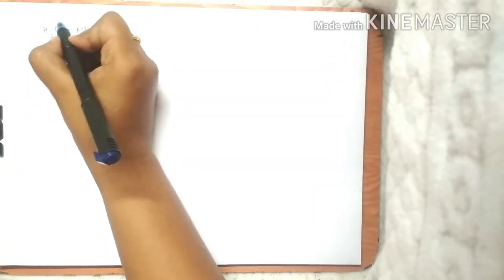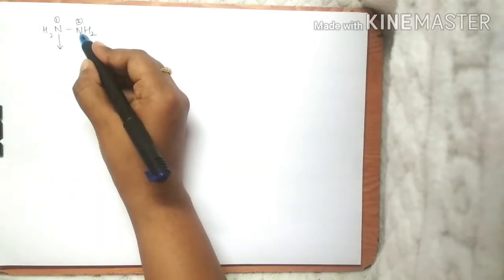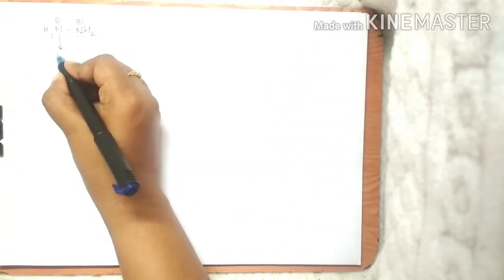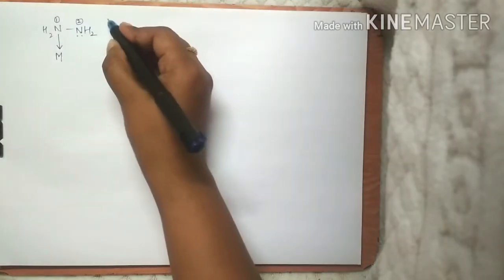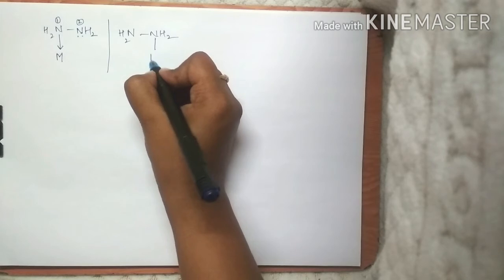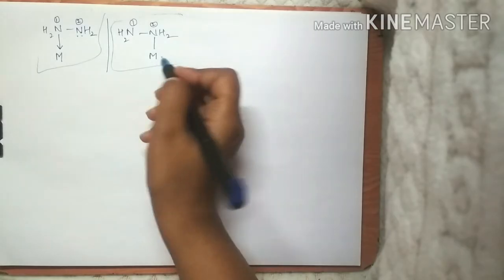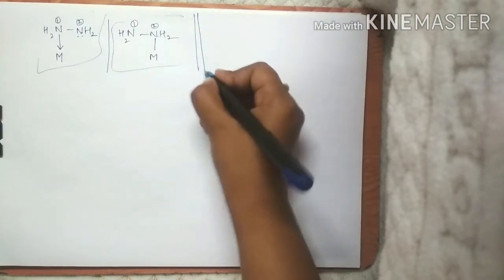if I take the case of NH2 here, there are two sites available. Suppose this is site 1 and this is site 2. First donation is from site 1, right? So here suppose one metal is attached. And if the donation is from site 2, then it will be like that. If we look at both of these two, there is no difference, right? Both of these are the same. So this is one case.